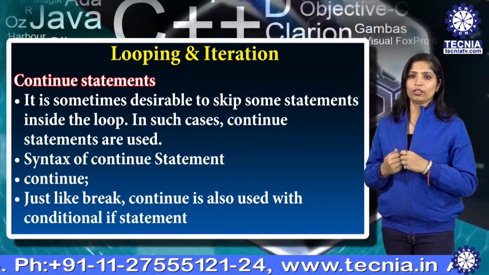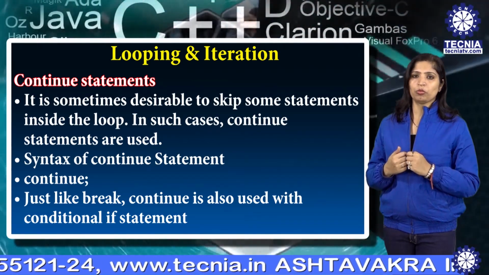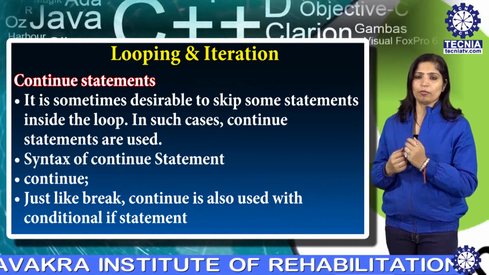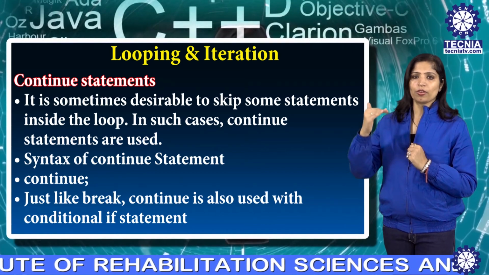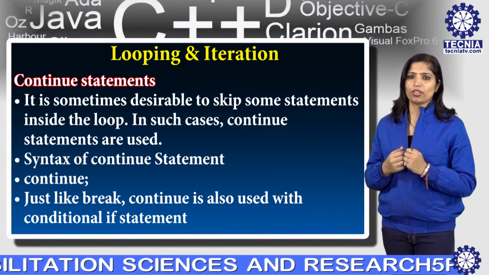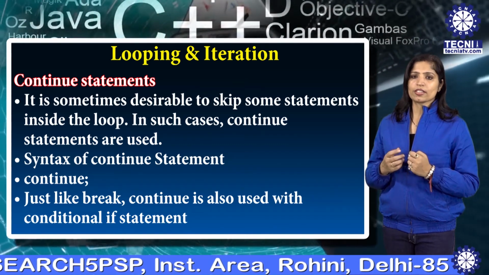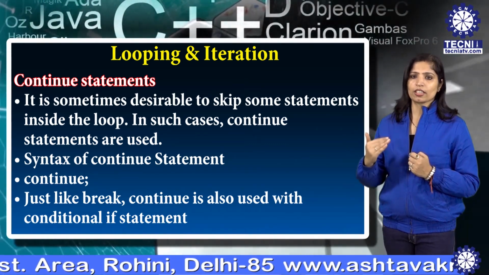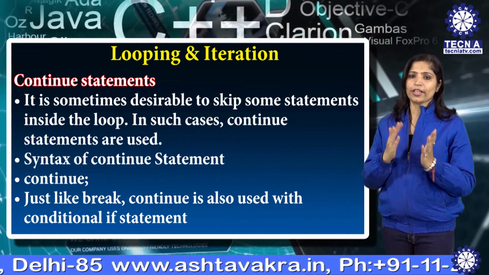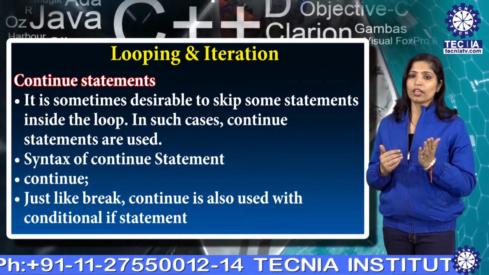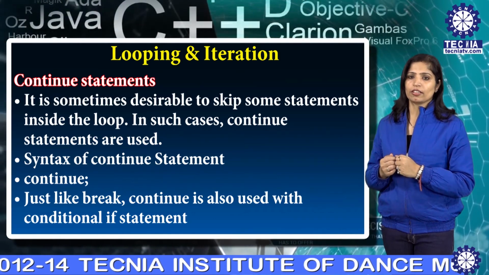Next is the continue statement. The continue statement works somewhat like the break statement. Instead of forcing termination, however, continue forces the next iteration of the loop to take place. For the for loop, continue causes the increment and then the conditional test portion of the loop to execute. For the while and the do while, program control passes to the conditional test.